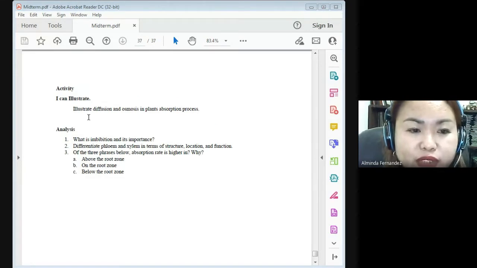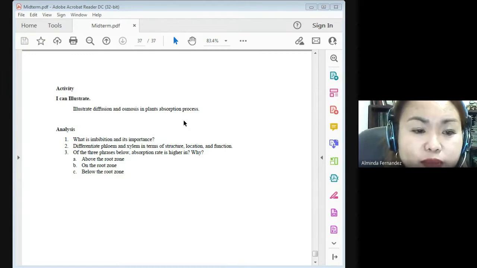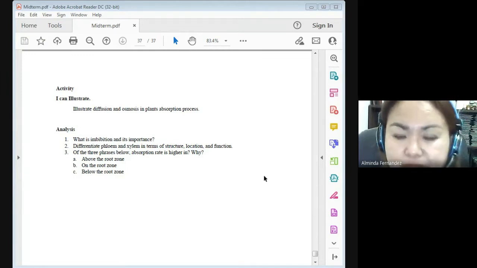And for your activity, you're going to illustrate the diffusion and osmosis in plants absorption process and answer the analysis questions.